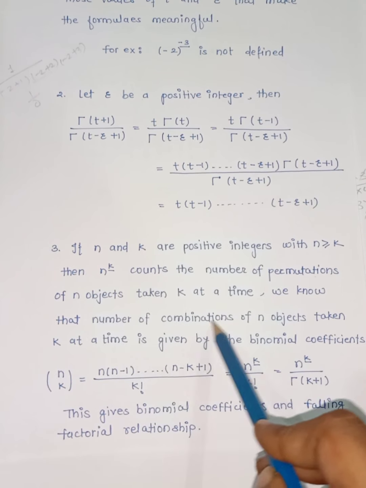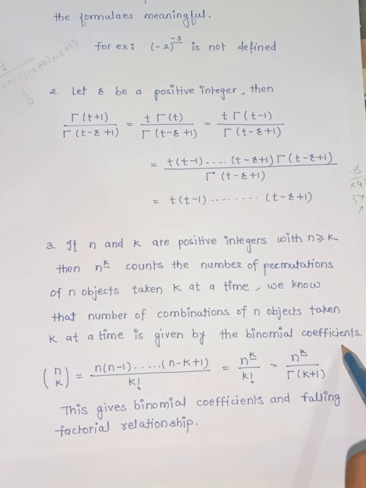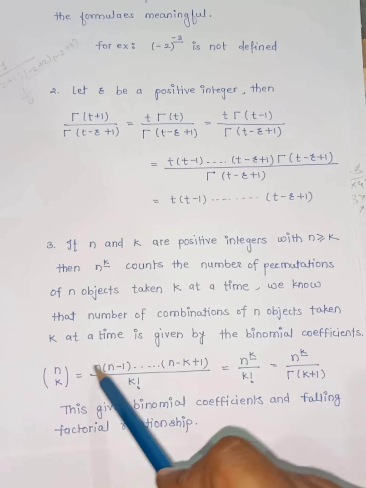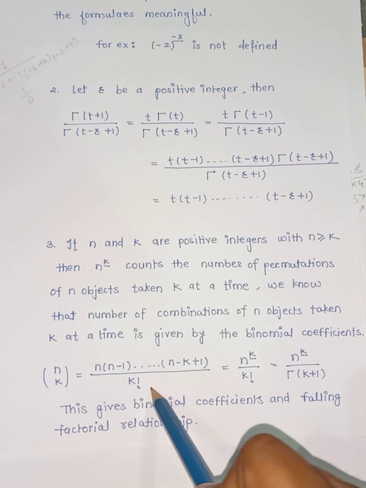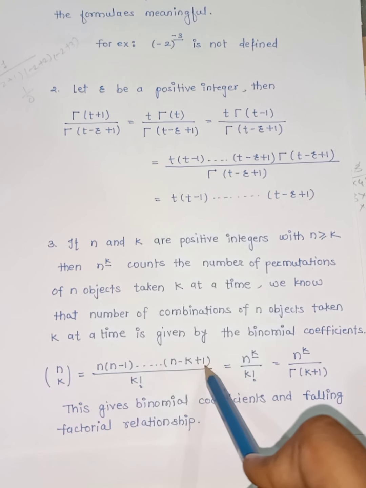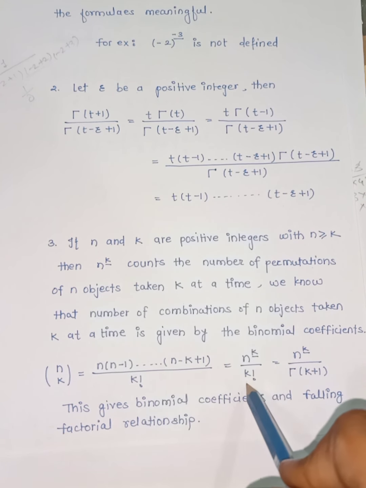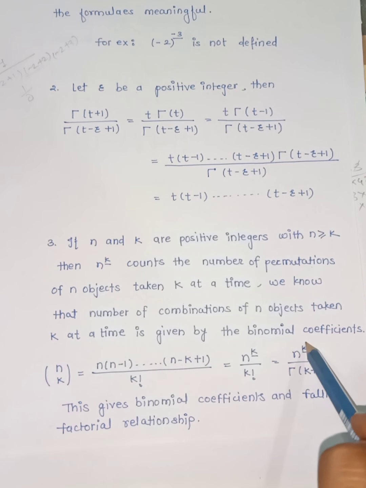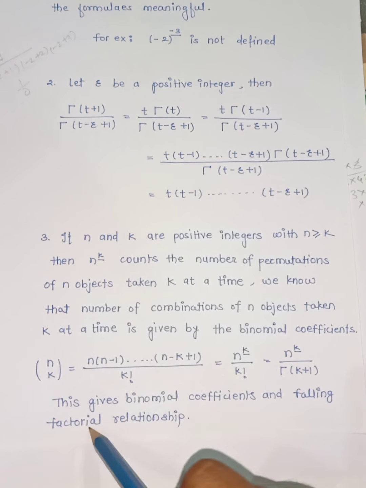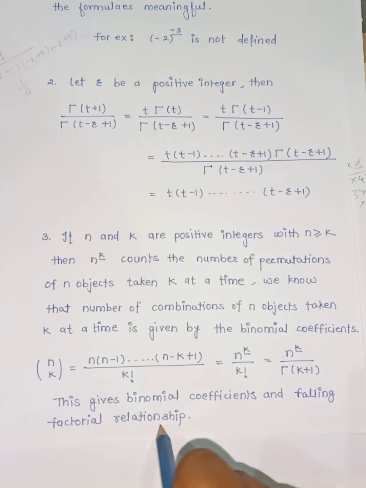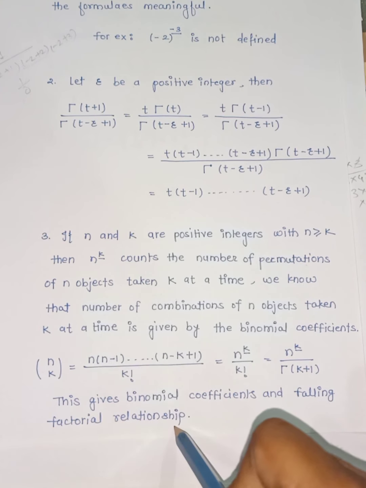Now we know that the number of combinations of n objects taken k at a time is given by the binomial coefficients. How do we read it? nCk equals n into n minus 1 and so on up to n minus k plus 1 upon k factorial. Okay, n minus k plus 1 तक के हमें जाना है, that is equal to n to the following k upon k factorial, that is equal to n to the following k upon gamma of k plus 1. This gives the binomial coefficients and the following factorial relationship.